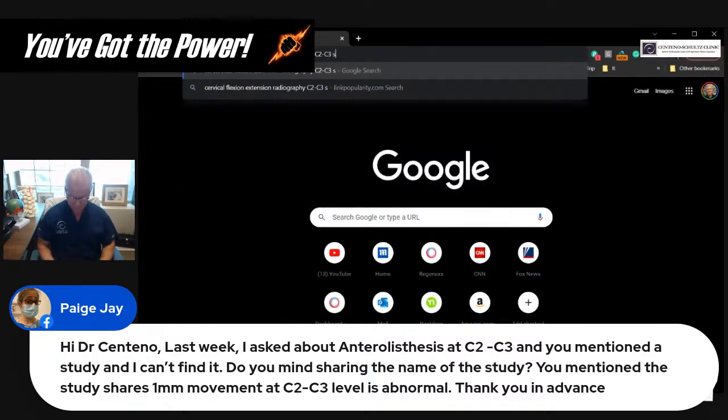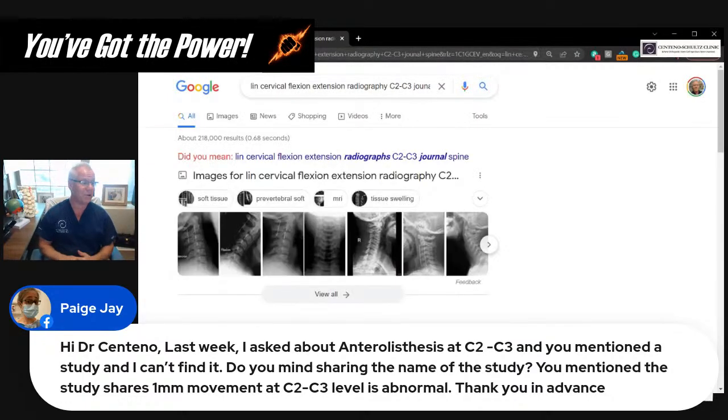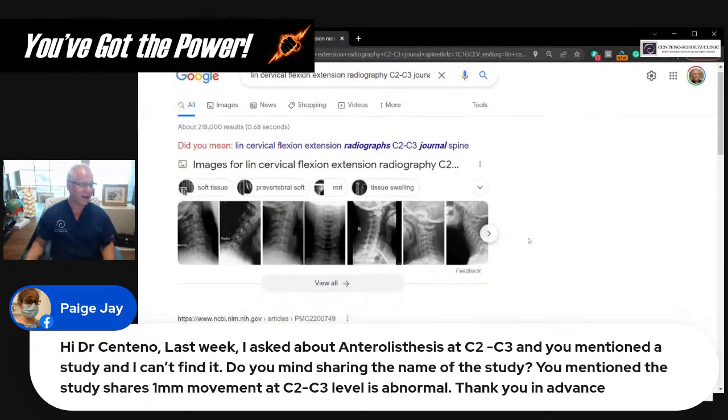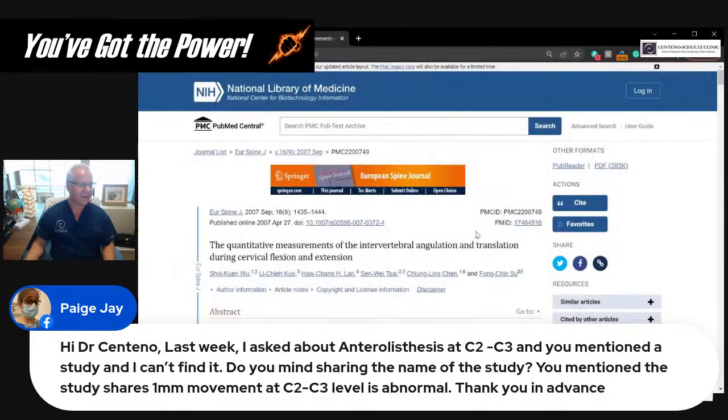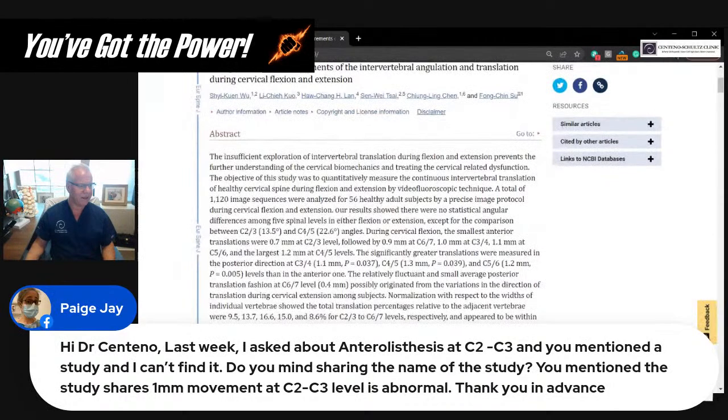I think the journal was Spine. I'm just going to type in a bunch of words in Google and see if it comes up. Let's see here. This could be it. I don't think this is the one I am thinking about.